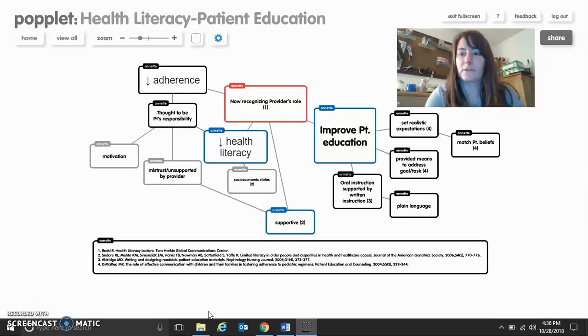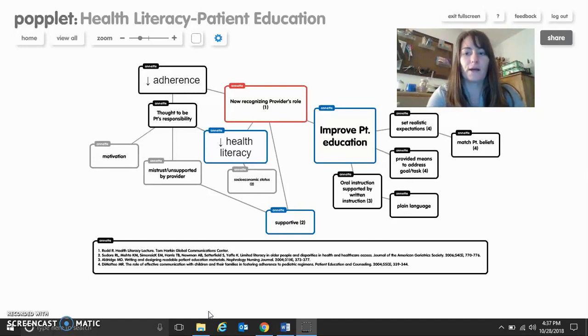So when we look at health literacy, we know this is different than literacy in common language. We're looking at the ability to understand health information. And so the literature supports socioeconomic status may play a role in health literacy. Of course, we shouldn't assume that just because somebody is from a lower socioeconomic status that they automatically have lowered health literacy, but it is something the provider should consider.